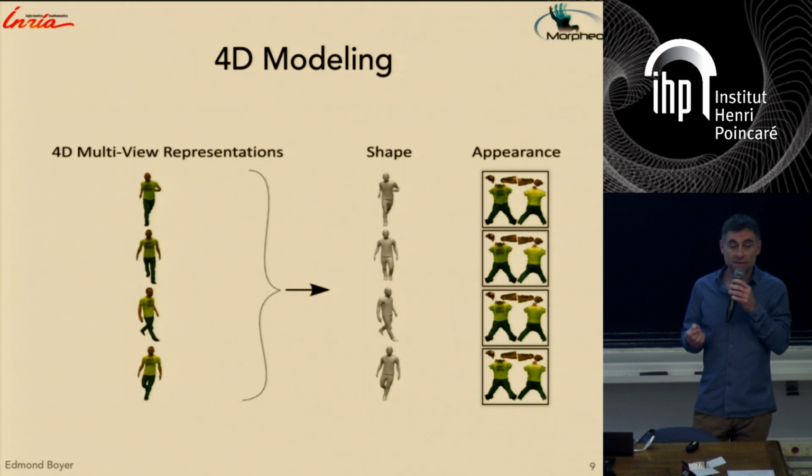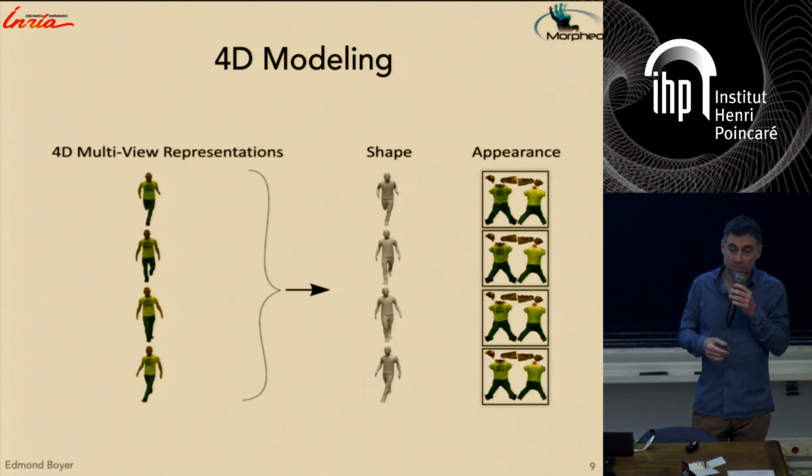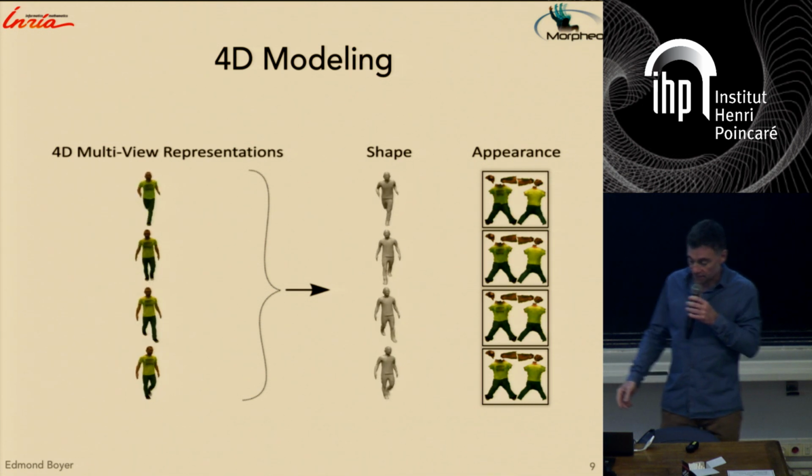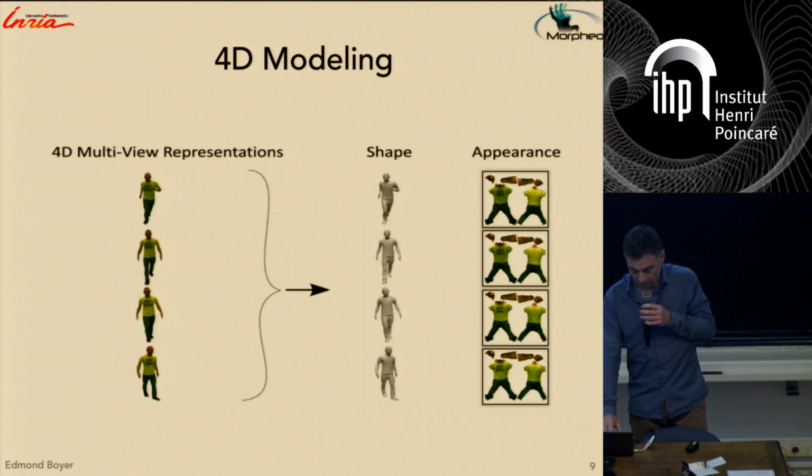So this is what a 4D model is composed of, right? You have the geometric information, which is a 3D mesh, so it's vertices connected by triangles, basically. And over that, you can map texture that is captured, again, using these multiple images as input.